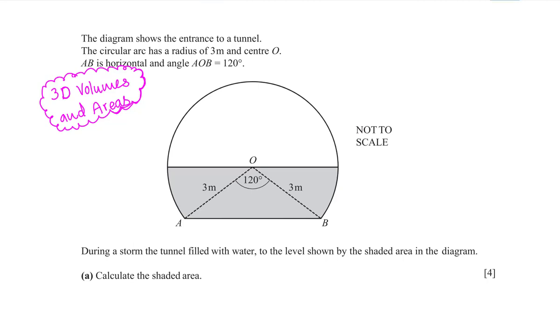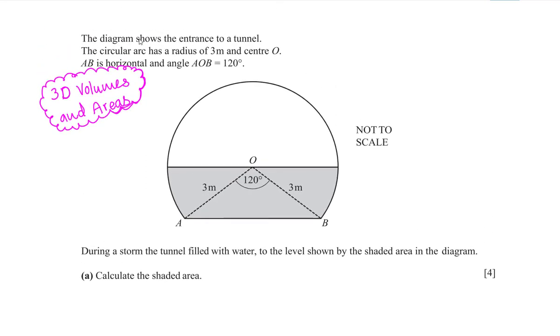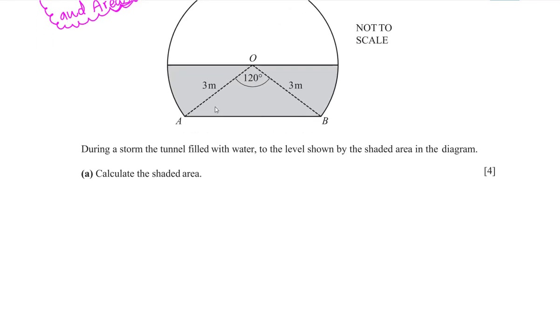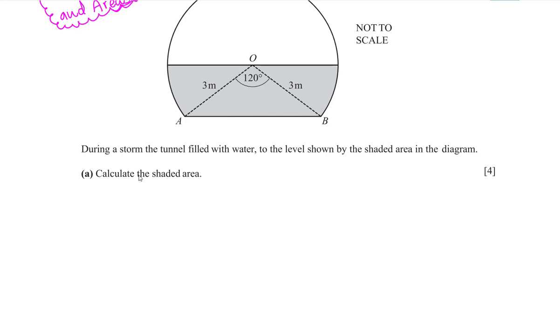Okay, so let's read the question. The diagram shows the entrance to a tunnel. The circular arc has a radius of 3 meters and center O. AB is horizontal and angle AOB is 120 degrees. During a storm, the tunnel filled with water to the level shown by the shaded area in the diagram. Question A: calculate the shaded area.